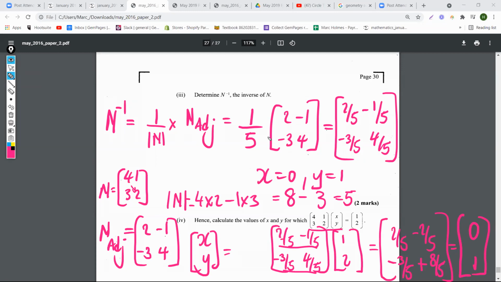Yeah, that's exactly what we should do. So we just need to multiply the inverse by the 1 and the 2 to get our answer for x and y. That's exactly what we need to do for that one.